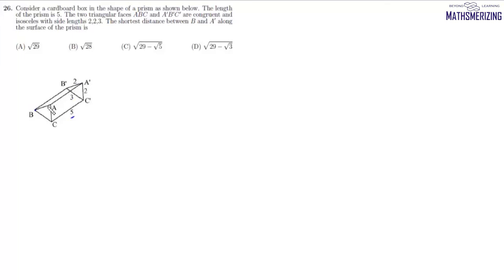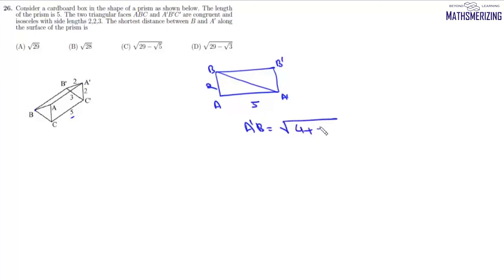Now if we look at this face ABB'A', it is nothing but a rectangle. So we have A, B, B' and A', where AA' is 5 units and AB is simply 2 units. Now the shortest distance between B and A' is the distance along the diagonal, and this distance is nothing but the square root of 4 plus 25, which is root 29, and that's your option A.